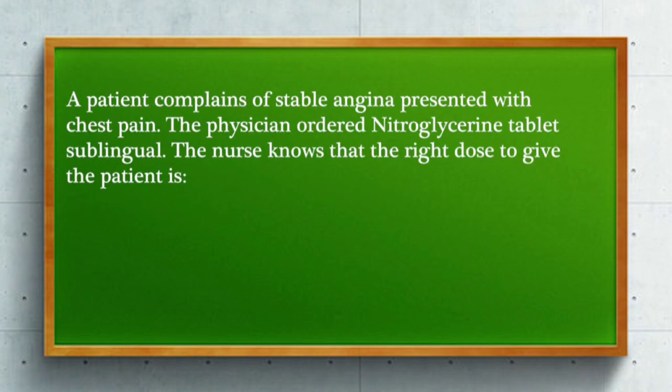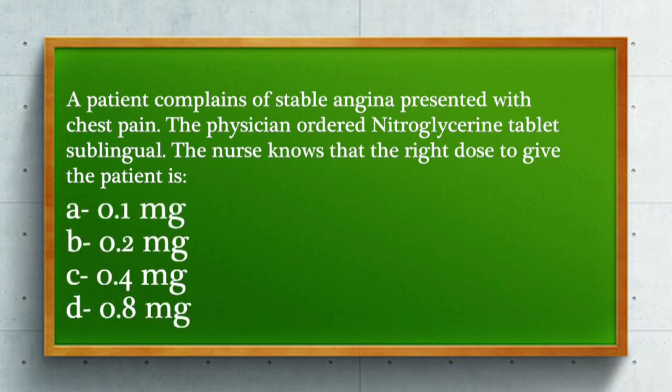Next question. A patient with stable angina presented with chest pain. The physician ordered a nitroglycerin tablet sublingual. The nurse knows that the right dose to give the patient is A. 0.1 mg, B. 0.2 mg, C. 0.40 mg, D. 0.8 mg. And the answer: 0.40 mg.